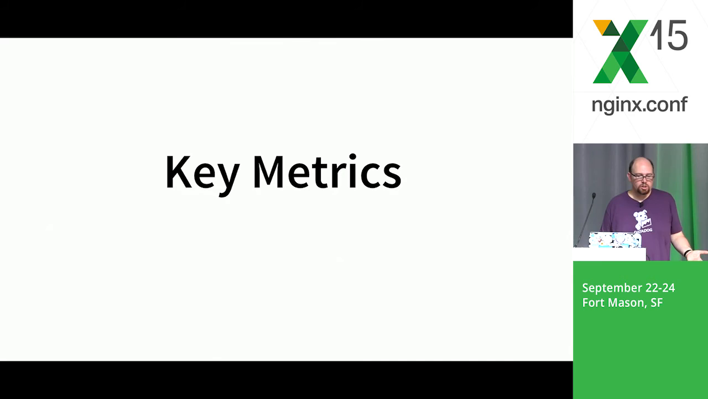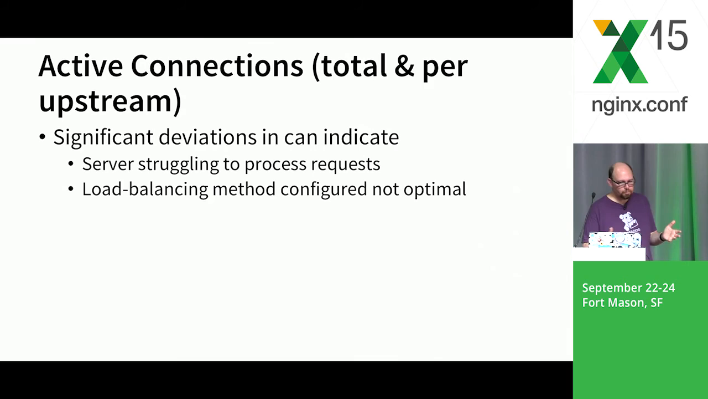So what's really important? Well, we think the primary metrics that you're going to want to look at are active connections. Active are so number of total connections overall and per upstream. And if there's any deviations from what is normal, then it could indicate some sort of, one of the servers is struggling to process requests or reaching saturation on one of the servers. And maybe that's because the load balancing method is not really the right one for you.